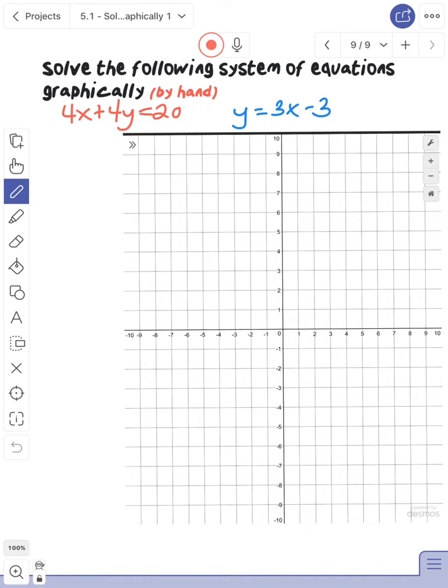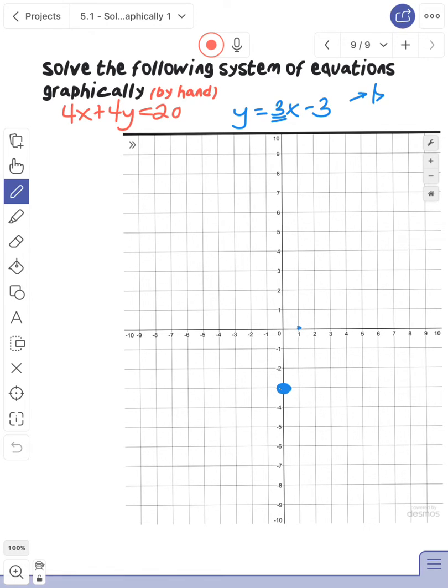When I look at trying to solve this system of equations, we have 2 lines, 4x plus 4y equals 20, and y equals 3x minus 3. The blue one, this is in slope-intercept form, so it's good to go. So I'm going to go ahead and just graph that. The y-intercept is negative 3. And I don't know where the point of intersection is going to be. So I'm going to use the slope of 3 to plot as many points on this line as I can.